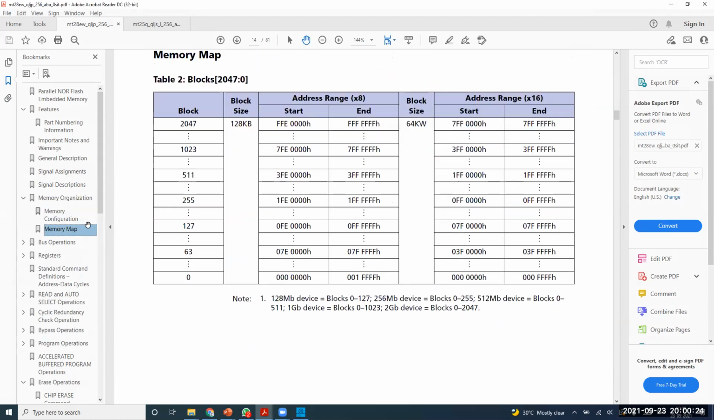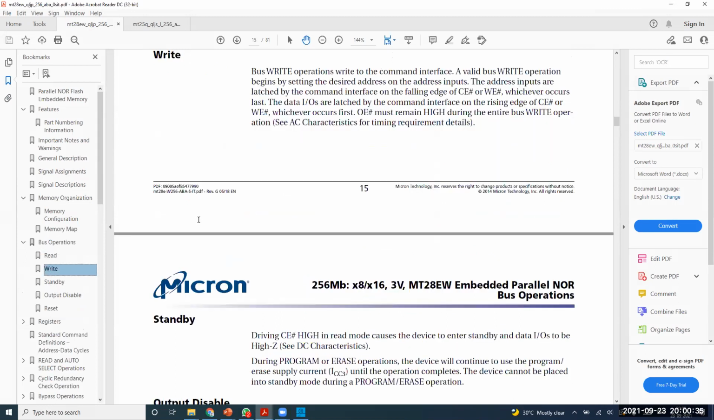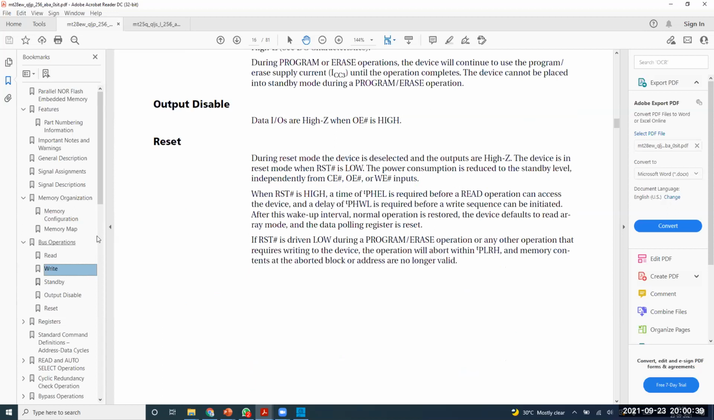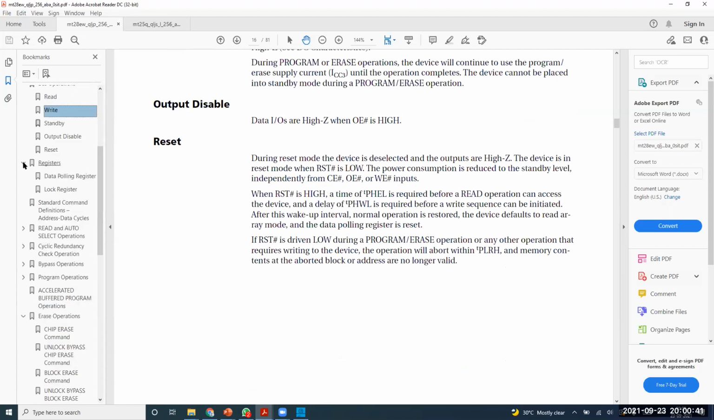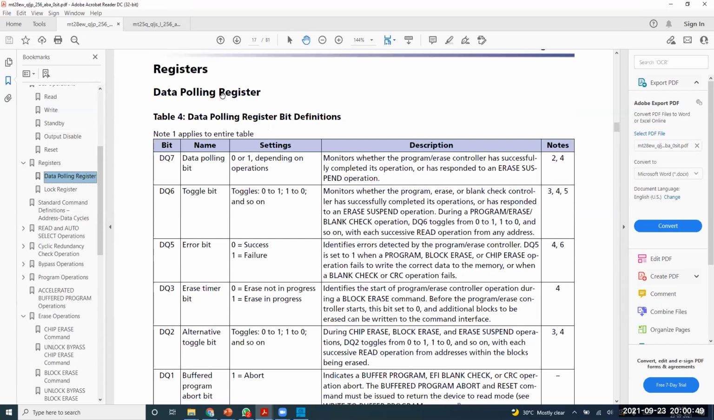Then the memory map. Then they have bus operation. I told you this, how I read, write, everything. Then what are the registers it has? That's very important. See, it's called the data polling register. It has one register that has so many bits.